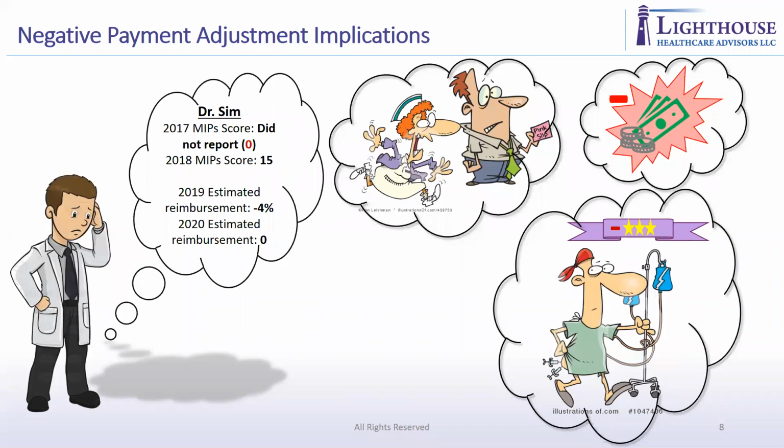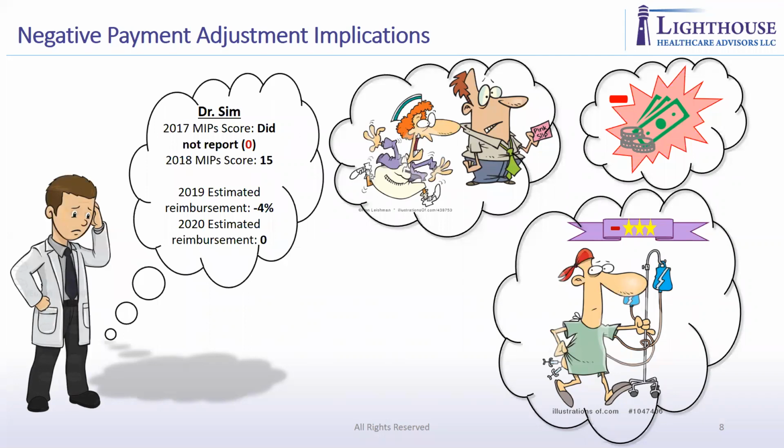So how did he get through to the second year? Dr. Sim and his staff were able to manually put together enough data to submit some of their measures through claims, but since they still haven't been able to switch to the EHR, they received absolutely no points under the advancing care information category, and it was challenging to get accurate quality data.